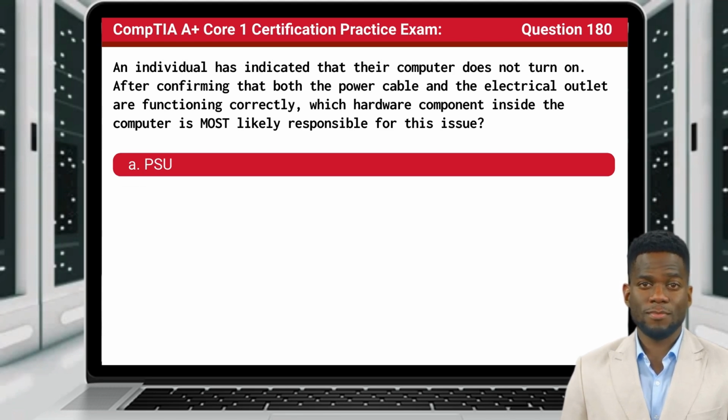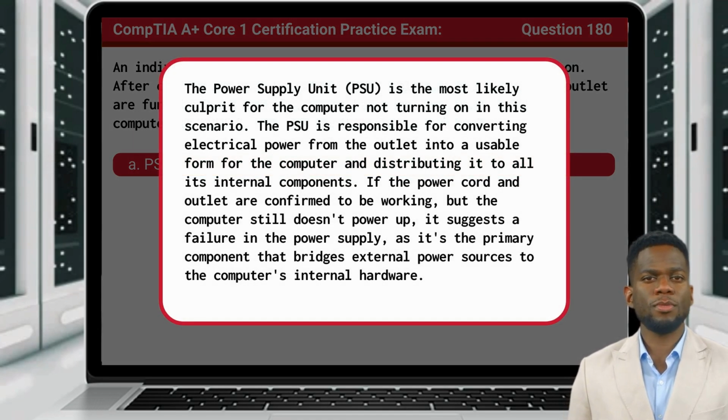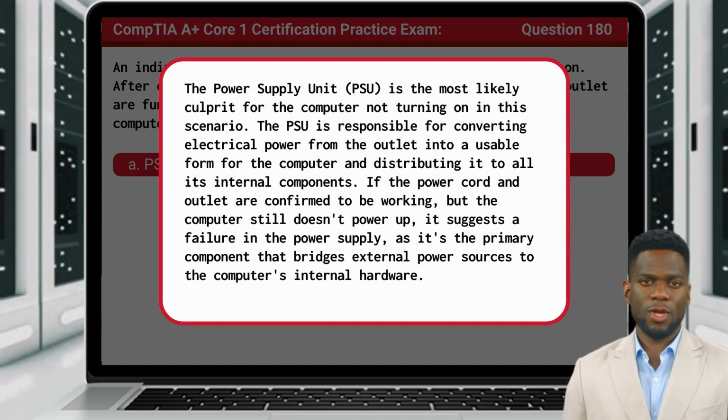The answer is A. PSU. The power supply unit, or PSU, is the most likely culprit for the computer not turning on in this scenario. The PSU is responsible for converting electrical power from the outlet into a usable form for the computer and distributing it to all its internal components. If the power cord and outlet are confirmed to be working, but the computer still doesn't power up, it suggests a failure in the power supply, as it's the primary component that bridges external power sources to the computer's internal hardware.